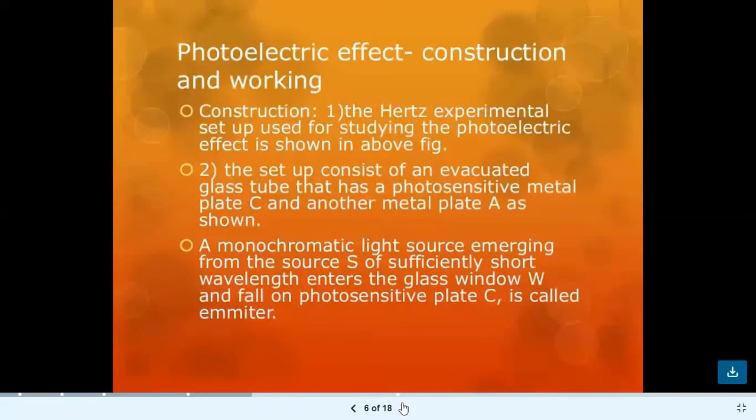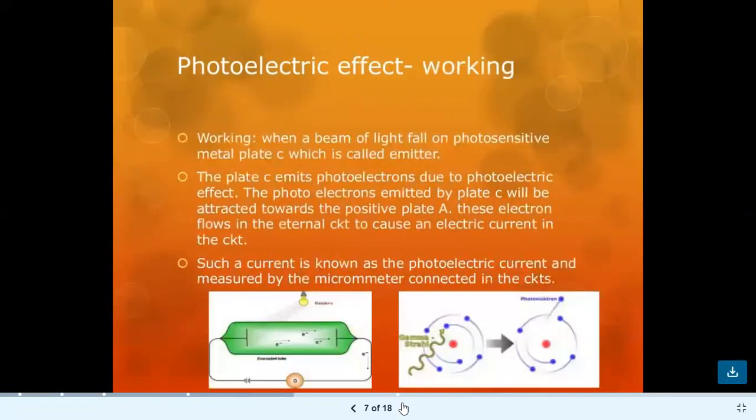How does the photoelectric effect take place? Construction. The Hertz experiment setup used for the structure is also explained in a figure. The setup consists of an evacuated glass tube that has a photosensitive metal plate C and another metal plate A as shown. A monochromatic light source S of sufficiently short wavelength enters the glass tube. The plate C is known as the emitter. That is the working of the photoelectric effect.